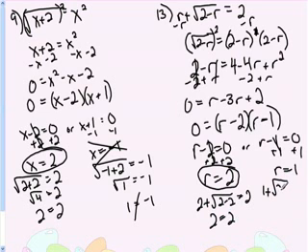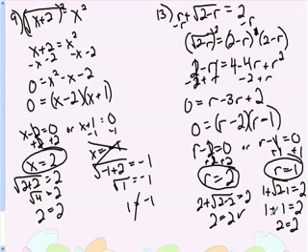So 1 plus square root of 2 minus 1 equals 2. That's 1. 2 minus 1 is 1. Square root of 1 is 1. 1 plus 1 is 2. So that works also. So this one works too. Okay, so both of my answers work that time.